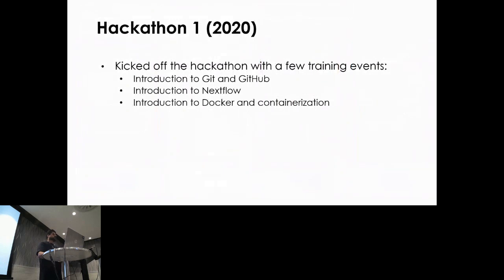So we had a series of hackathons and workshops to become familiar with this technology and the tools, and also to set up the tools and required infrastructure. The first hackathon was in 2020. It was just basic training for Git and GitHub, workflows, Docker and containers, followed by a second hackathon in 2023. It was a face-to-face hackathon here in Cape Town with HPRC people and the PGGB team.